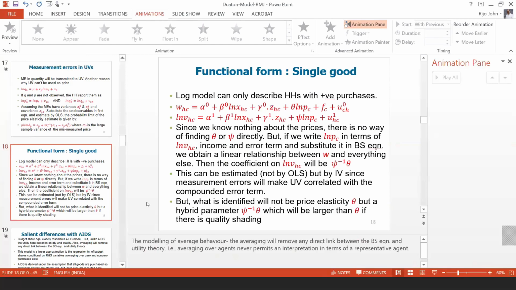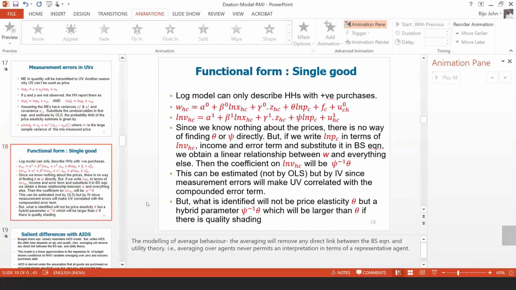Since we know nothing about the prices, we have included prices in both equations, but we know that we don't have any information on prices. There is no way of finding theta or psi directly as given in this equation because we don't know the prices.